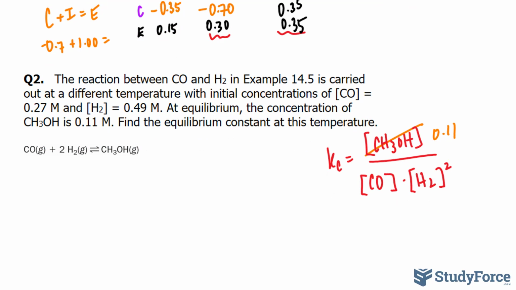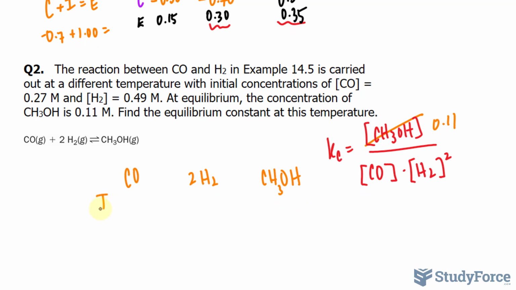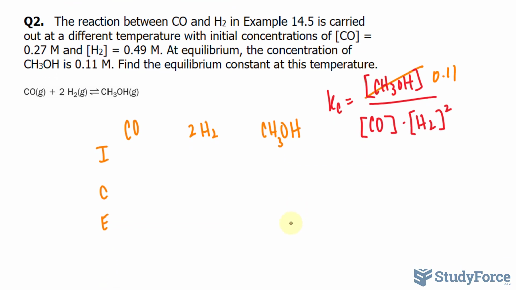the equilibrium concentration. So I'll write down CO, 2H2, and CH3OH. This is called an ICE chart, by the way. So we have I, C, E. Luckily for us, they've given us 0.11 as the equilibrium concentration for CH3OH. The initial concentration is nothing, especially at the beginning when no product is made. We do have reactants at 0.27 and 0.49.